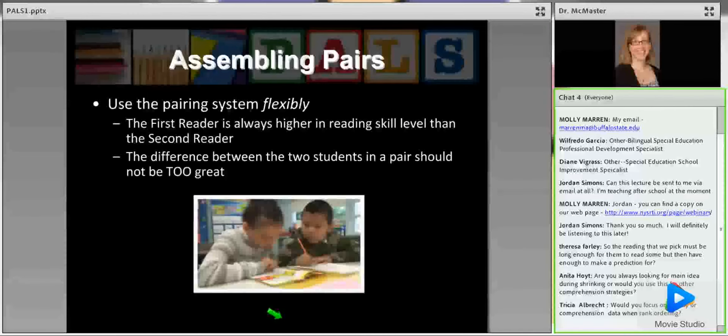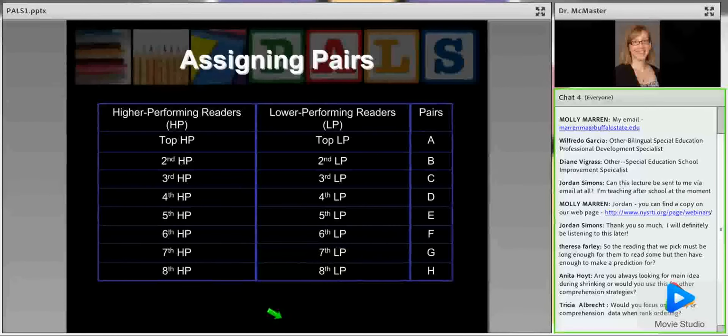And again, we want to use the pairing system flexibly. Generally speaking, we want a higher performing reader paired with a lower performing reader so that they can help each other. But the difference between the two students in a pair shouldn't be too great. That's why we have the top high performing reader paired with the top low performing reader and not the top high performer with the very bottom low performer. If we did that, there would just be too big of a gap between students.